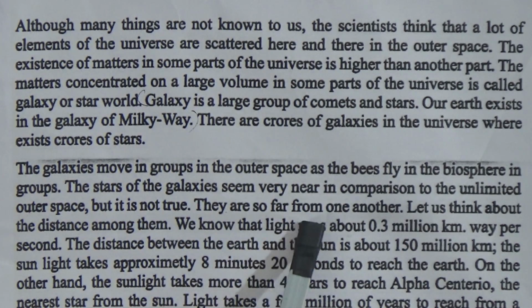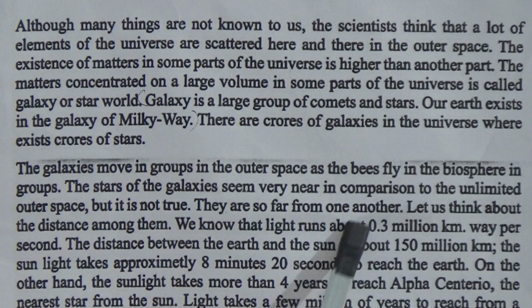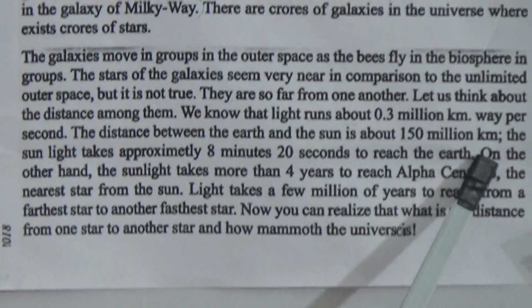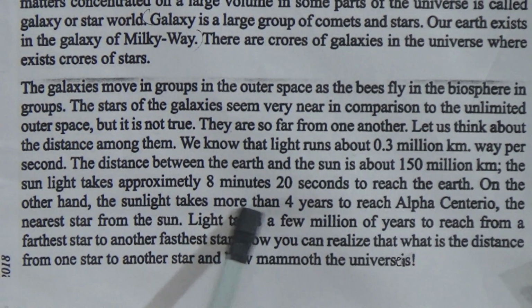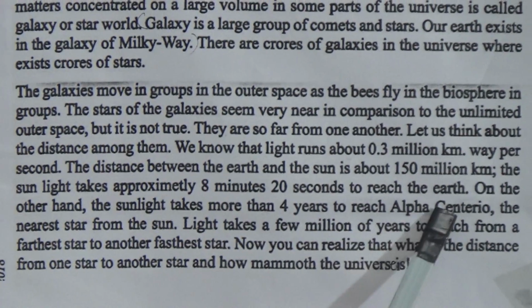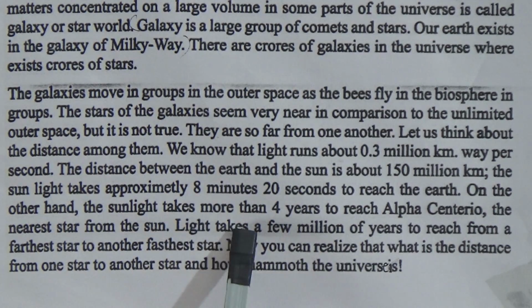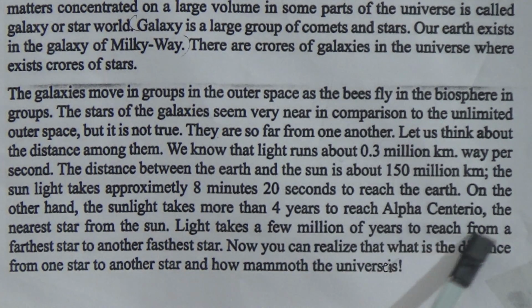We know that light runs about 0.3 million kilometer per second. That means the distance between the earth and the sun is about 150 million kilometer. The sunlight takes approximately 8 minutes 20 seconds to reach the earth. On the other hand, the sunlight takes more than 4 years to reach the Alpha Centauri, the nearest stars from the sun. Light takes a few million of years to reach from a farthest star to another farthest star.